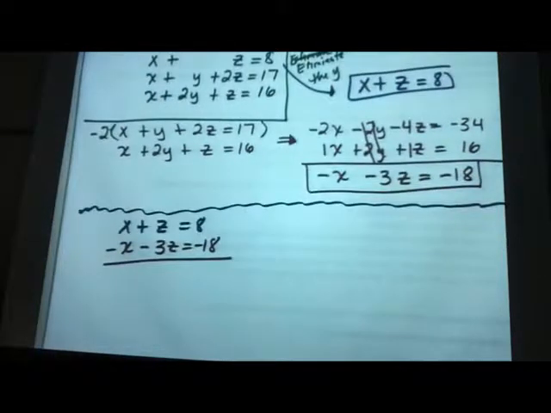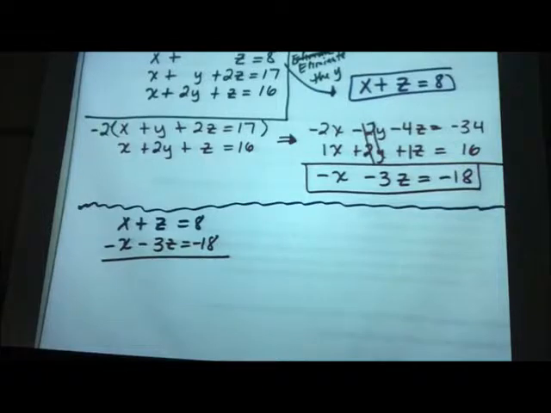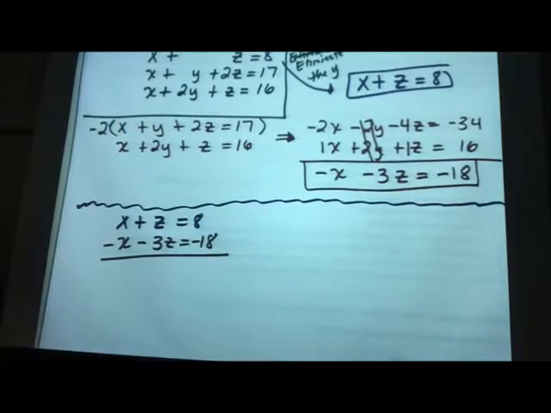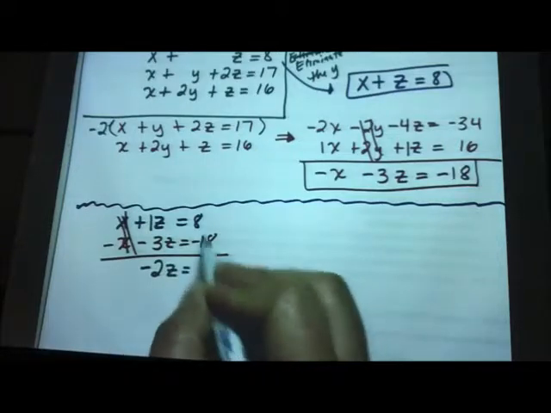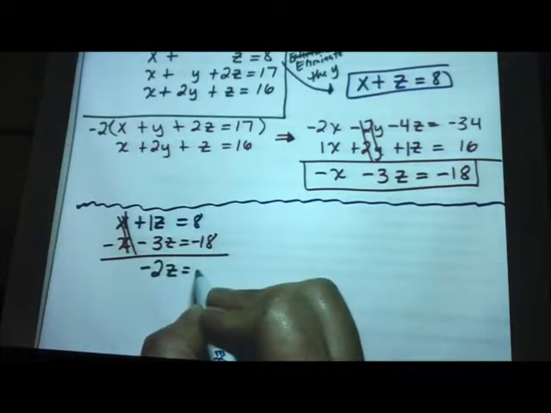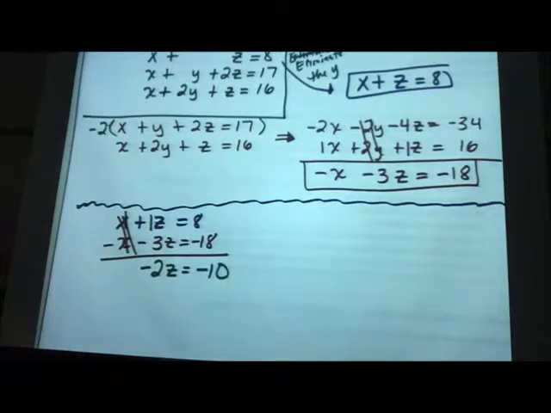So we look at those two and we ask ourselves, can I already eliminate something? Do I have a positive and a negative of a certain variable that I could get rid of? And the answer should be yes. I have a positive x and a negative x. So these guys eliminate. So what do you have left over here? I have 1 minus 3z, which is a negative 2z. 8 minus 18 is a negative 10.